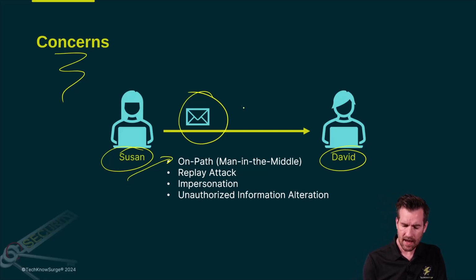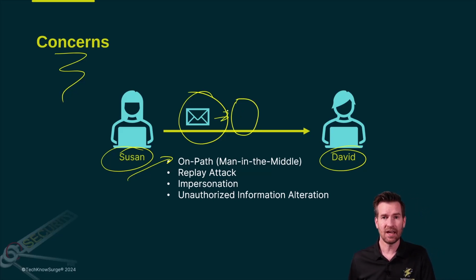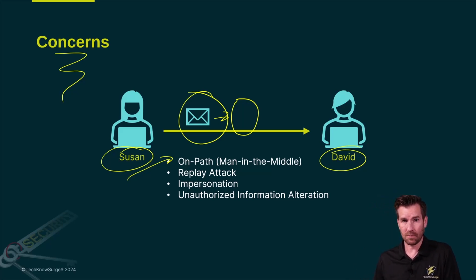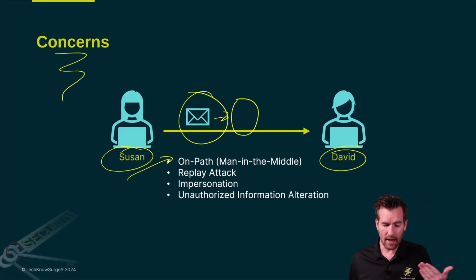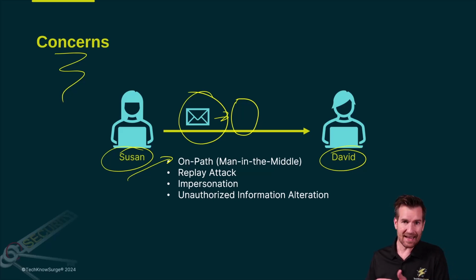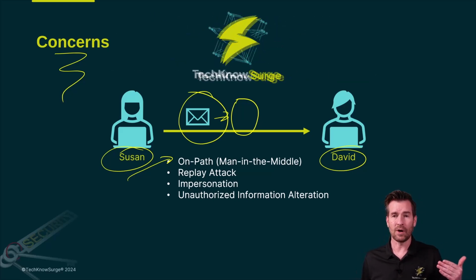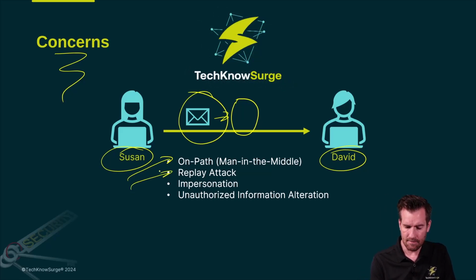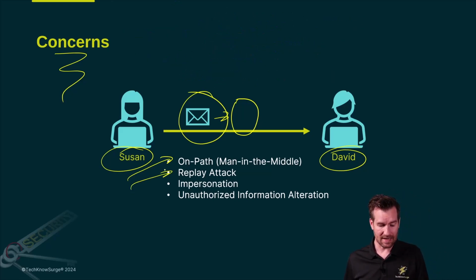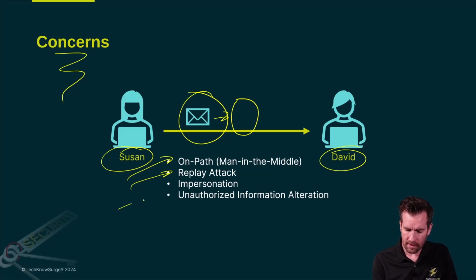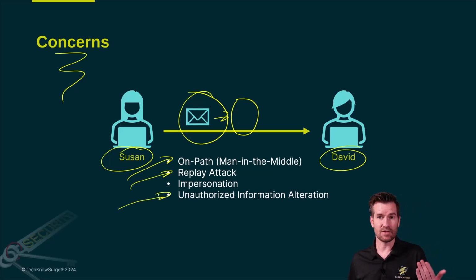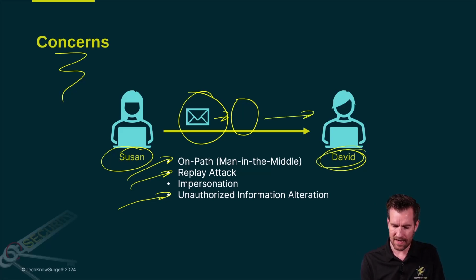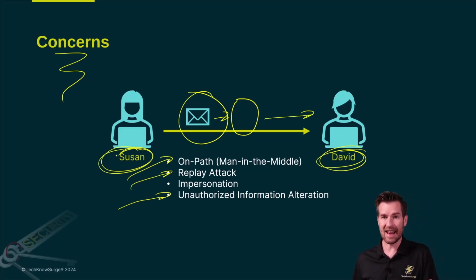An on-path attack is when somebody's sitting in between and can intercept that message and, for their own purpose, maybe not send it on, or delay the message from being sent, or perhaps alter the message as it comes in. It makes these messages susceptible to things like replay attacks or just any kind of unauthorized information alteration. So the data is altered, and then David gets a message that Susan didn't actually send.